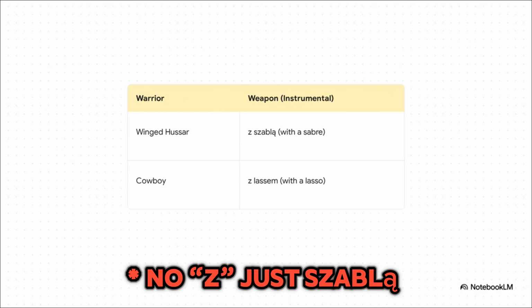And this is what is so cool. Grammatically speaking, a Polish winged hussar charging with a saber, that's szablą, is doing the exact same thing as a cowboy wrangling cattle with a lasso, that's lasem. Totally different warriors, completely different tools, but they are united by the very same piece of grammar. That's the tool concept right there.